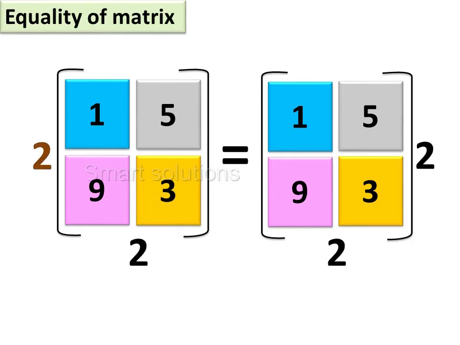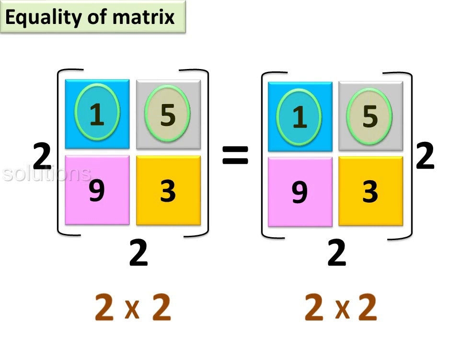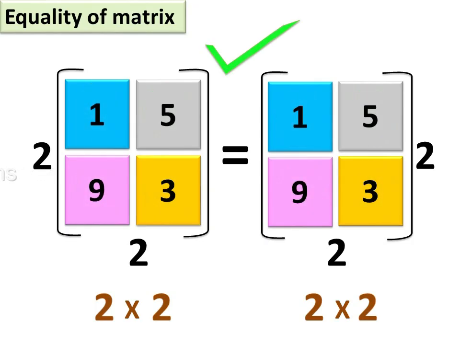Now, both matrices are of the same order. Second condition, each element of matrix A is equal to corresponding element of matrix B. So, matrix A is equal to matrix B.